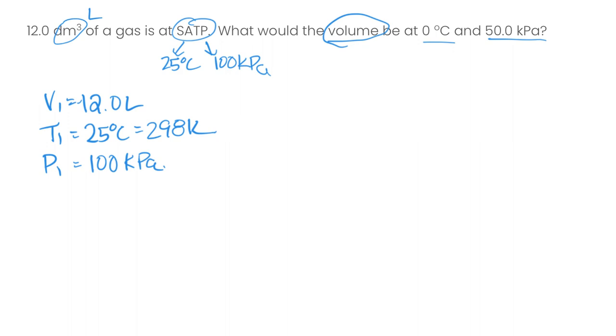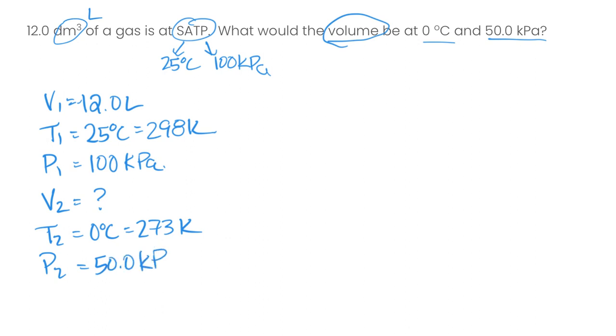And then our final conditions, V2 we don't know. T2 is 0 degrees Celsius, or that's also 273 Kelvin. And finally, P2 is 50.0 kPa. We can then set up our equation. So P1V1 over T1 is equal to P2V2 over T2.